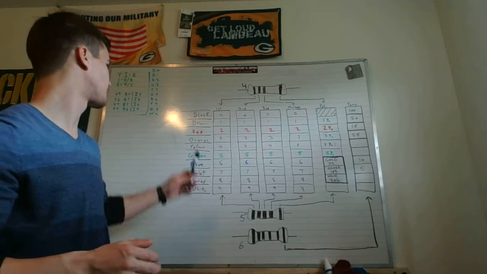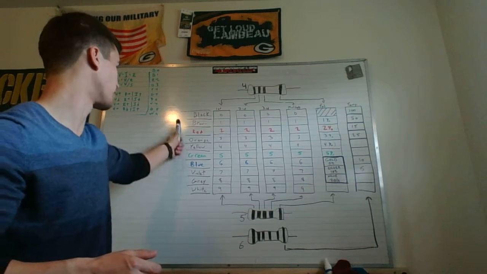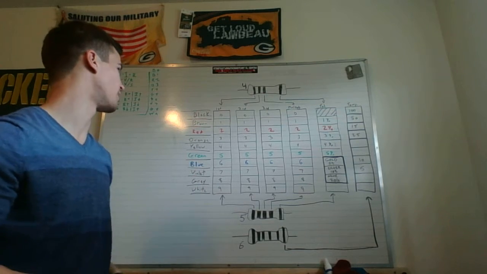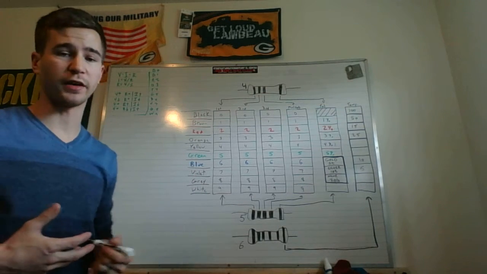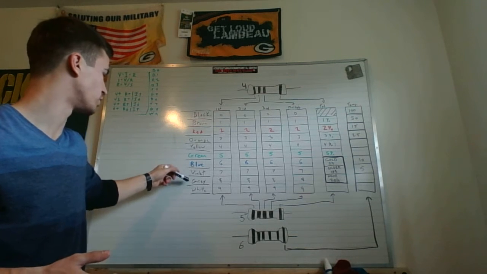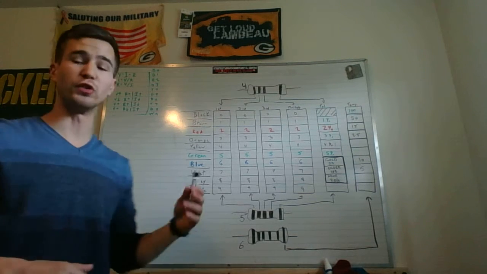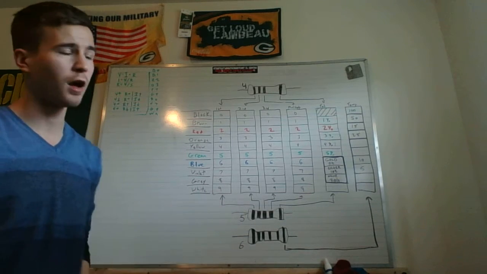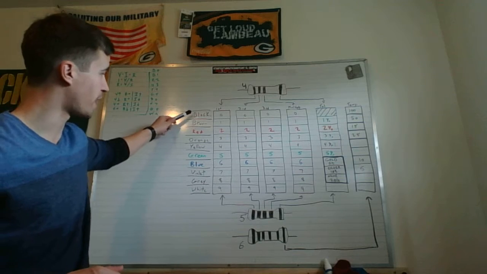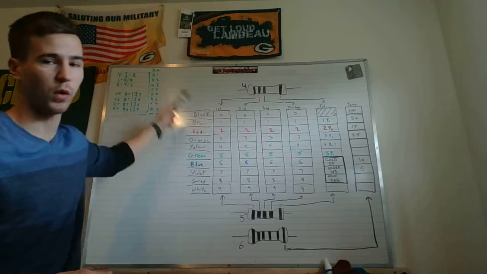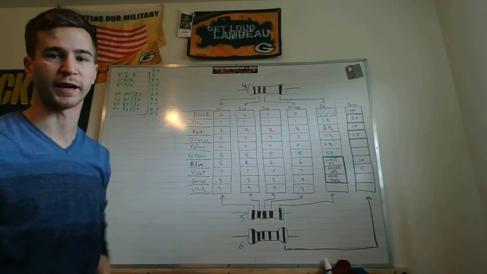So first things first, you got to remember the colors and what they mean. The colors correspond to digits 0 through 9 respectively. The acronym that I use is better be right or your great big vacation goes wrong. You can use whatever acronym you like, just Google one that fits you or make up your own. The important thing is you just have to remember that black equals 0, brown equals 1, red equals 2, so on and so forth until you get to white equals 9.